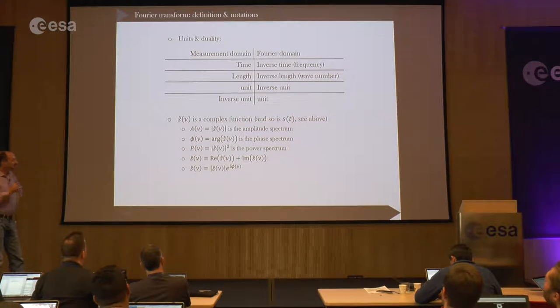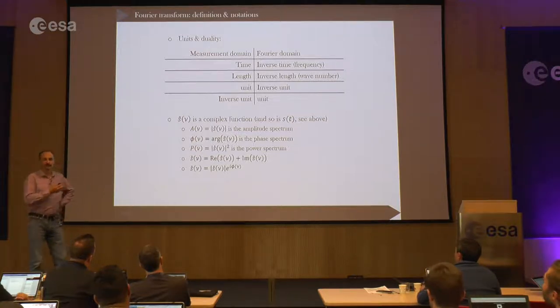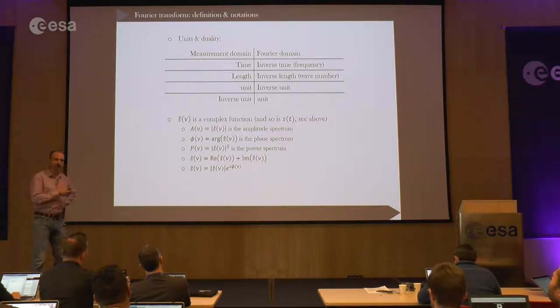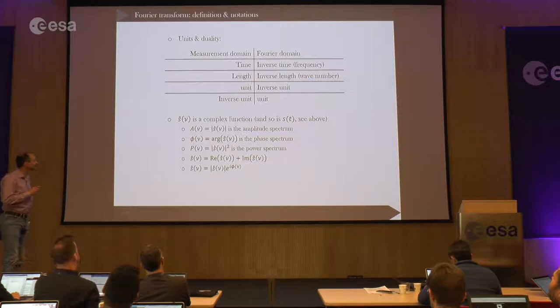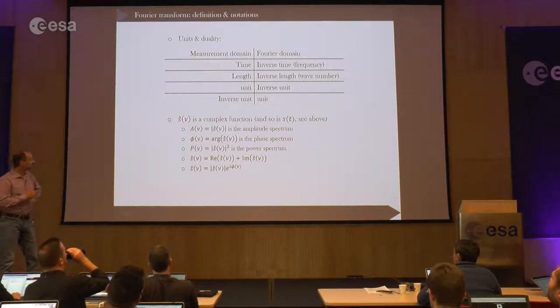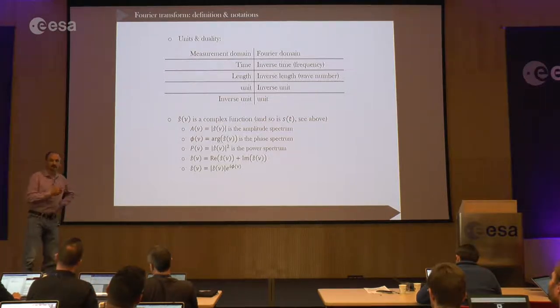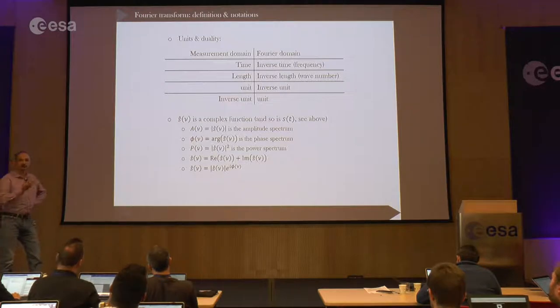So you really have this symmetry between the two domains, between the real domain and the Fourier domain. The two are really symmetrical in many ways, and we will see that in the next slides. So S of nu is a complex function, and actually so is your signal in a way. So you see that you have duality between both.